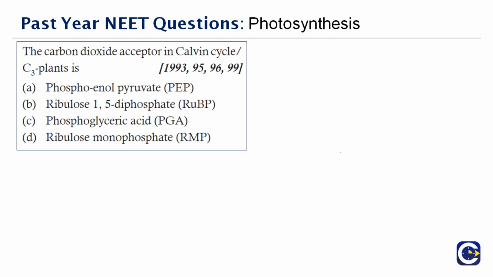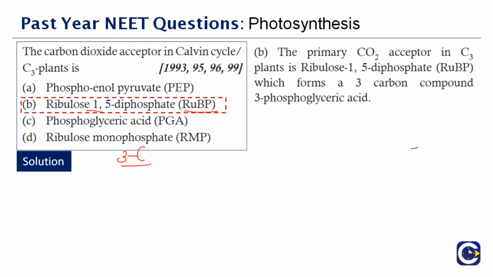Next question here. If you can see this question, it is a highly repeated one, right? The carbon dioxide acceptor in Calvin cycle of C3 plants. This is once again an easy question for you. The primary carbon dioxide acceptor in C3 plants is ribulose 1,5-bisphosphate. What is it called? RuBP. Here you have it. Ribulose 1,5-bisphosphate, which forms a 3-carbon compound. The first product will be formed as phosphoglyceric acid. Only then it will convert into phosphoglyceraldehyde. So when we talk about C3 plants, always go with this one, because this will give you 3 carbon compounds. So the correct answer is ribulose 1,5-bisphosphate. If it is PEP, then it will go for C4. Okay, the correct answer to this question is option B.